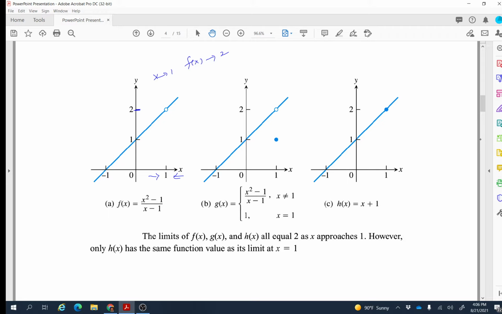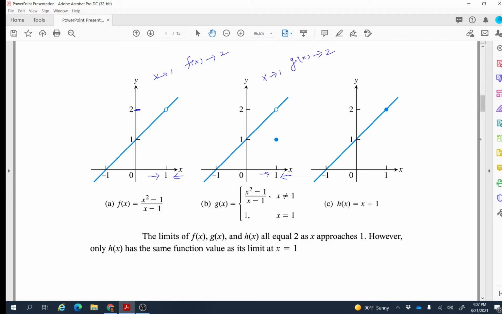Look at the second example. When x approaches 1 from the left side or right side, one more time, the value of the function is approaching 2, though the value of the function itself is 1. But here we write the same thing: when x approaches 1, the value of the function, g of x, is approaching 2. So again, the limit of this function is 2. Though the value of the function at 1 is 1, the limit is 2.